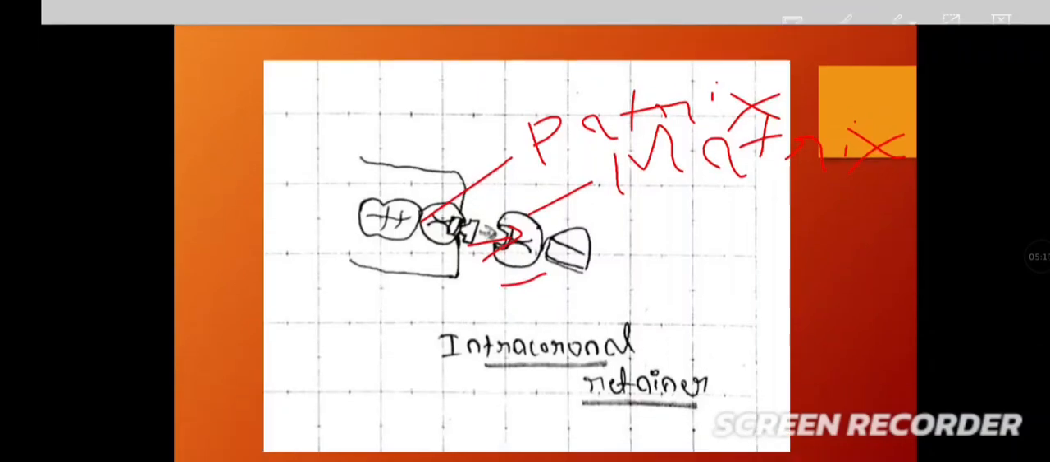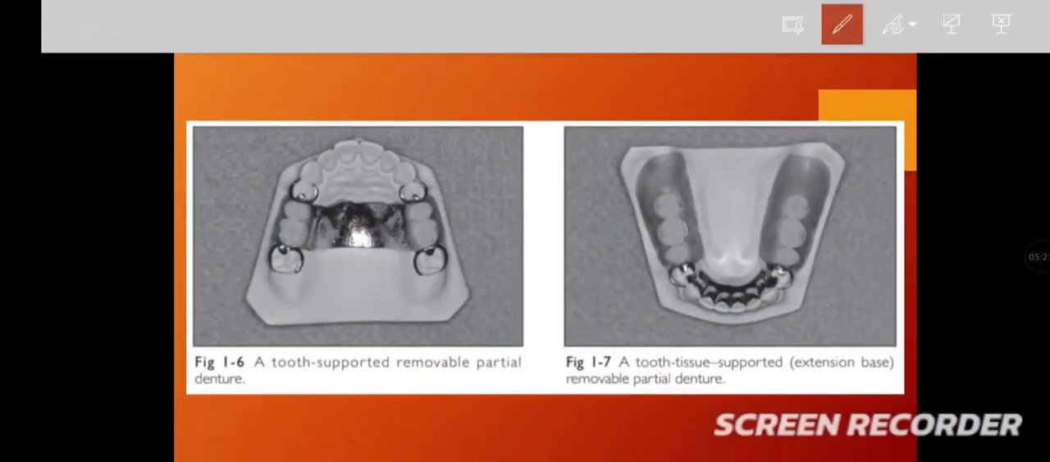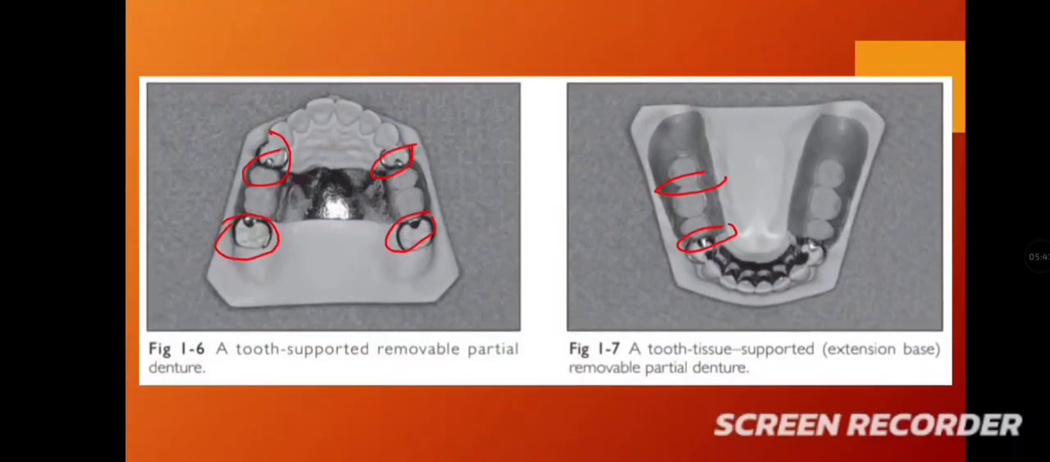Another method of categorizing removable partial denture: in this picture you can see the prosthesis receives support from the teeth on both sides. Hence it is called a tooth supported removable partial denture. In another picture you can see the prosthesis is receiving support from the ridge as well as teeth. Hence it is called a tooth tissue supported removable partial denture.